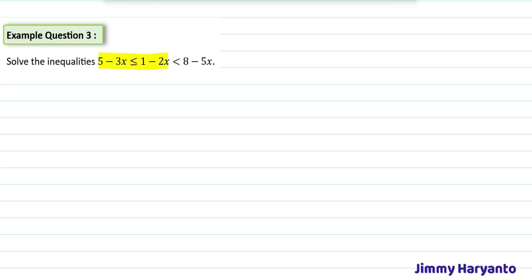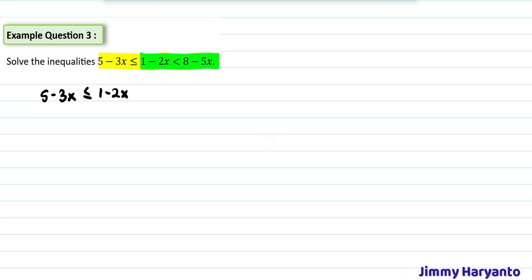The first one is this one, so you will write it down first: 5 minus 3x less than or equal to 1 minus 2x. And then the next one will be this one, so you have to write 1 minus 2x less than 8 minus 5x. There you go. And then I will solve it one by one.